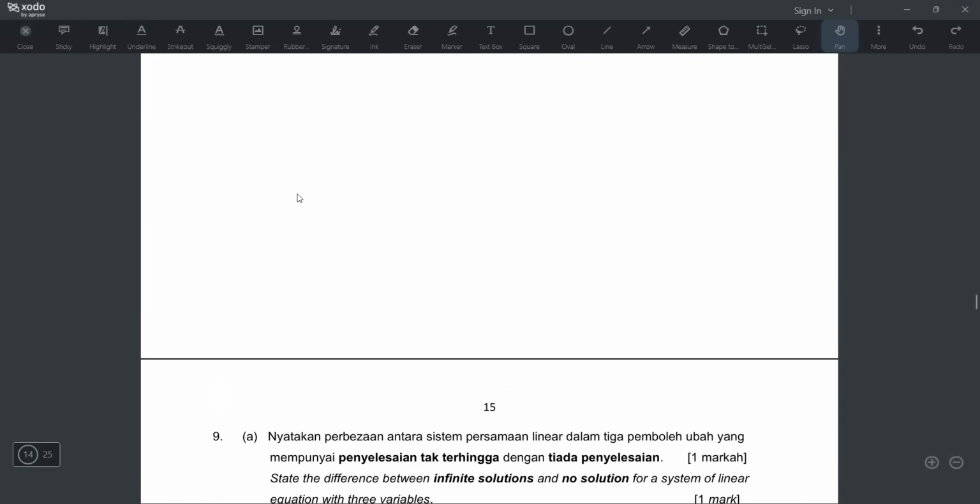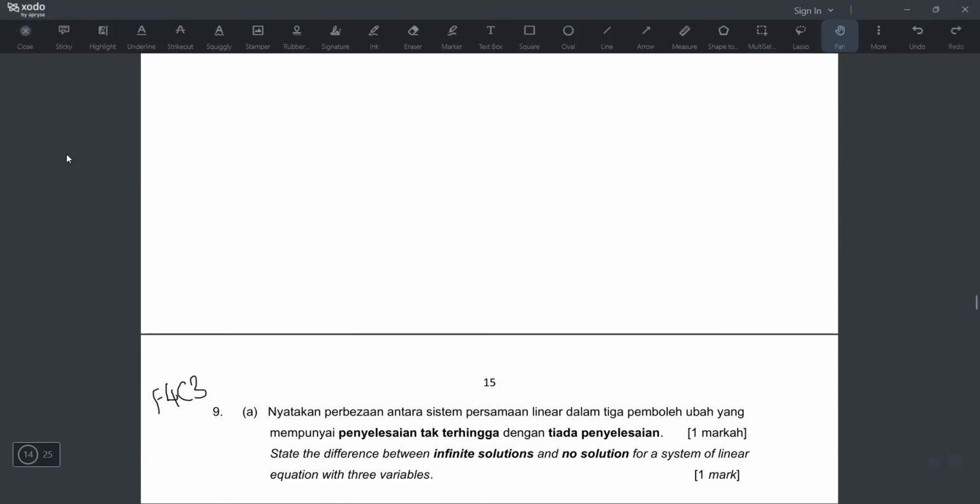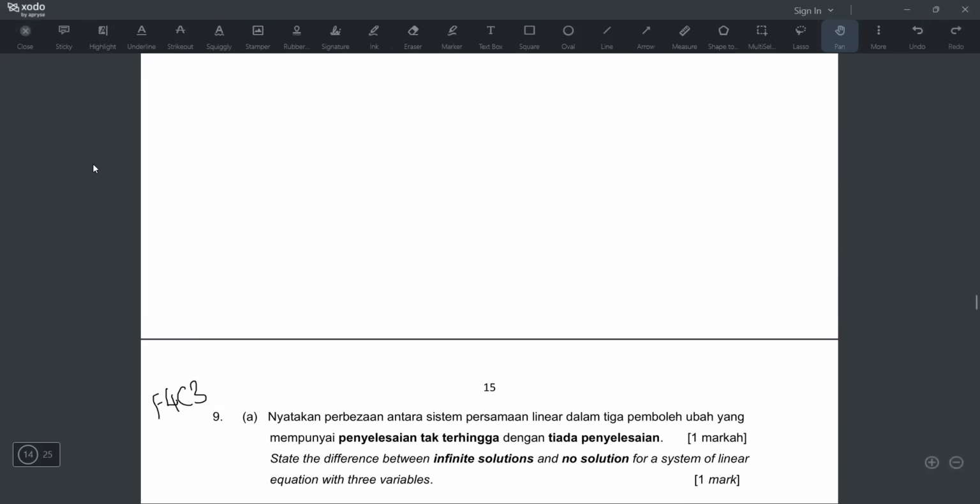Okay, 9A now. Alright, I see the keyword already. They even highlight it. Infinite solution, no solution. This one confirm Form 3, chapter 3. Form 3? Form 4. Okay. Form 4, chapter 3. It's called system of equations, under 3.1, the ones with 3 variables. Because only when they have 3 variables will you get infinite solution. Yeah, because when it's 3 variables and you draw it in the graph, it will be a plane, right?